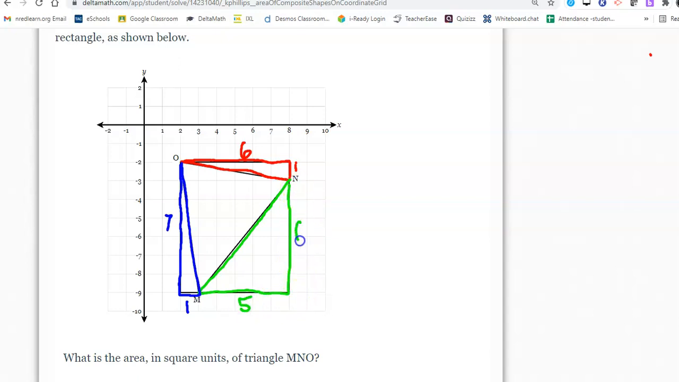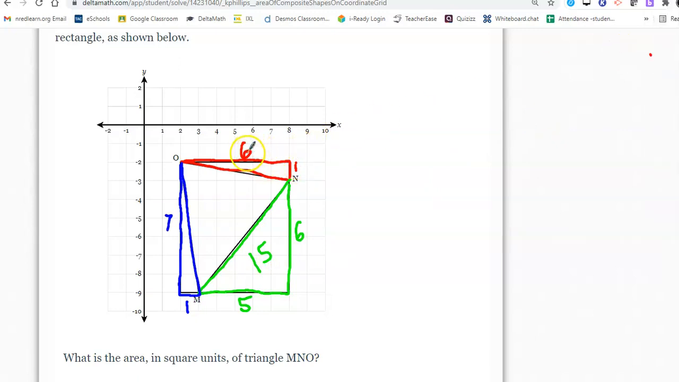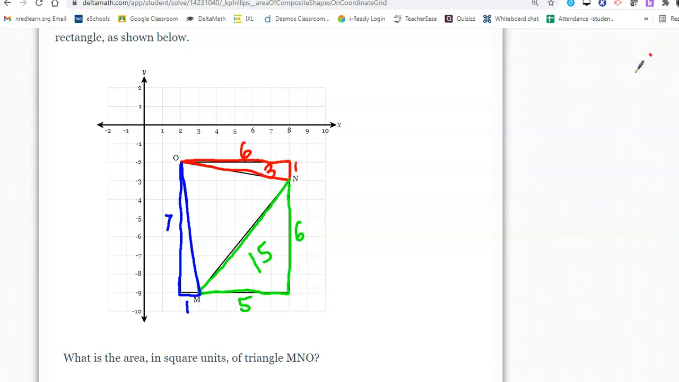4, 5, 6. So it looks like this one has an area of half the base times the height. So I'm going to do half of 6 is 3, and 3 times 5 is 15. And my red one is half of the base times the height, so half of 6 is 3, 3 times 1 is 3. And then the blue one is a little tricky because half of 7 times 1 is going to be a decimal, but half of 7 is 3.5, and 3.5 times 1 is 3.5.